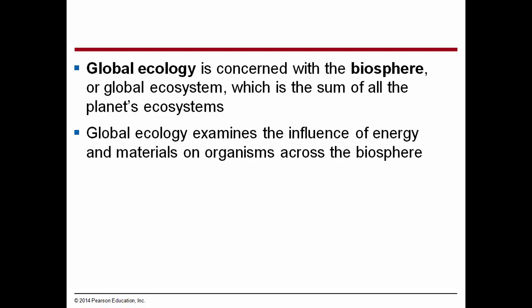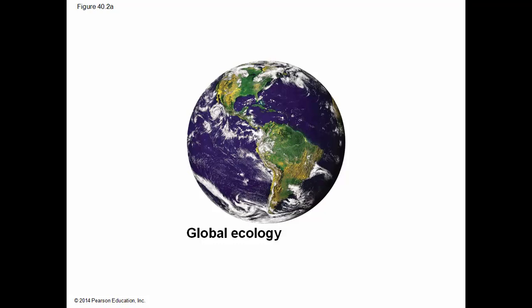The biosphere is the global system, the sum of the planet's ecosystems and landscapes. Global ecology examines how the regional exchange of energy and materials influences the functioning and distribution of organisms across the biosphere. So for example, how does ocean circulation affect the global distribution of crustaceans? Global ecology considers the whole biosphere, the entire planet.